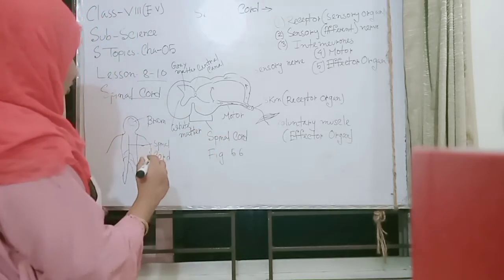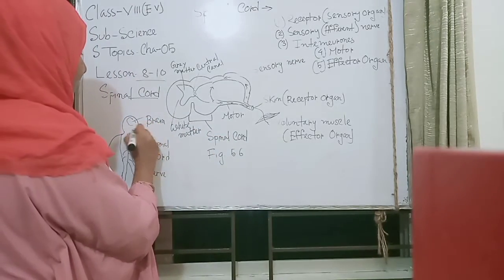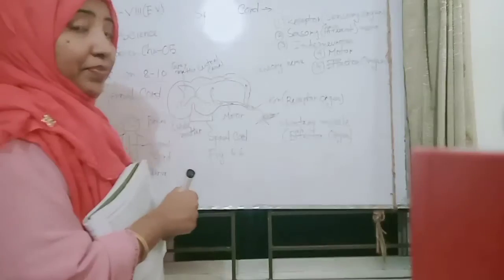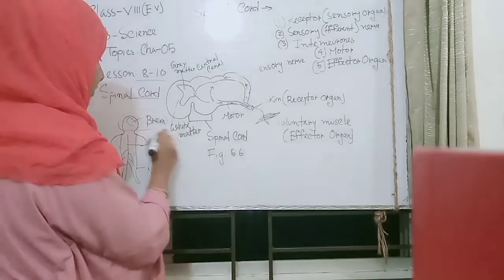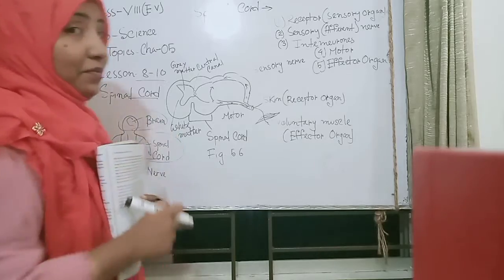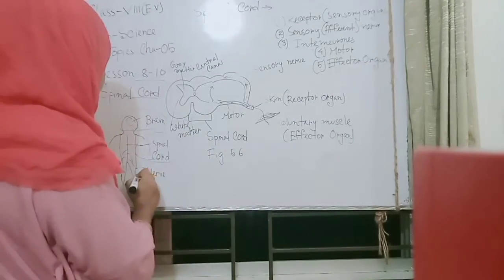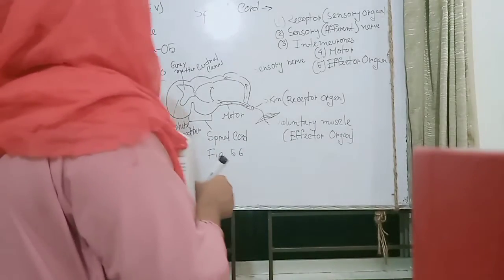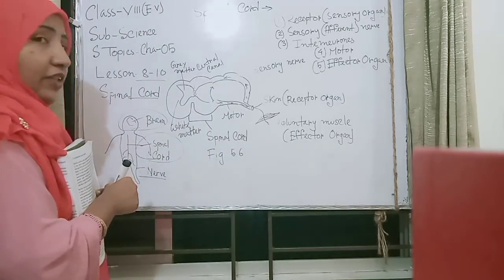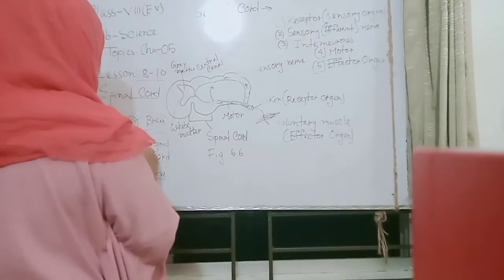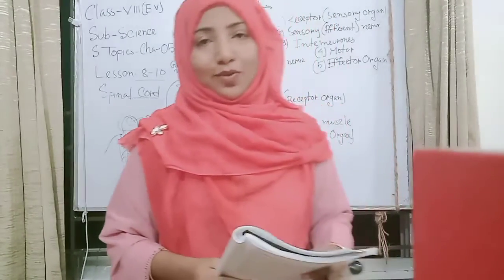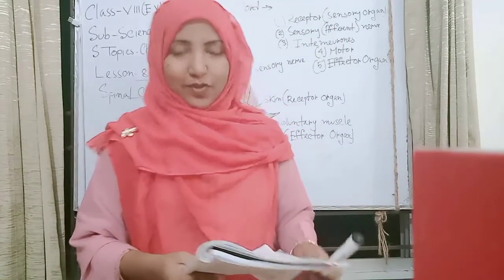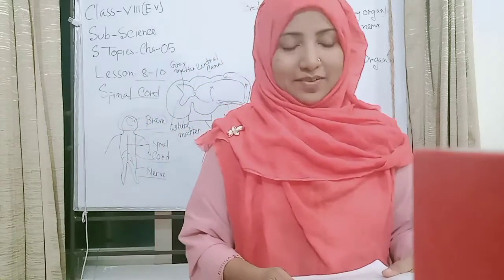The first structure in the human body is the brain. It is also part of the central nervous system, and another structure is the spinal cord. Third is the nerve, and the nerve at the spinal cord is also stated in the vertebral column. So please everyone open the books to the spinal cord, lesson 8 to 10.